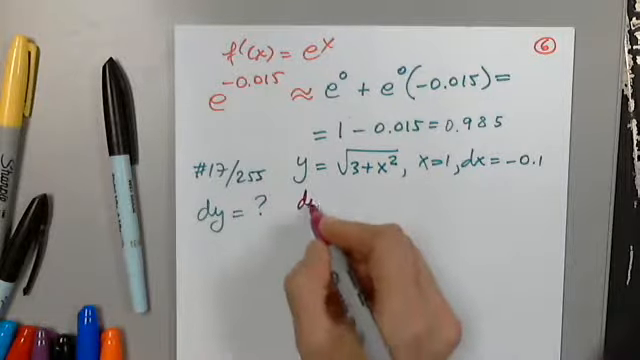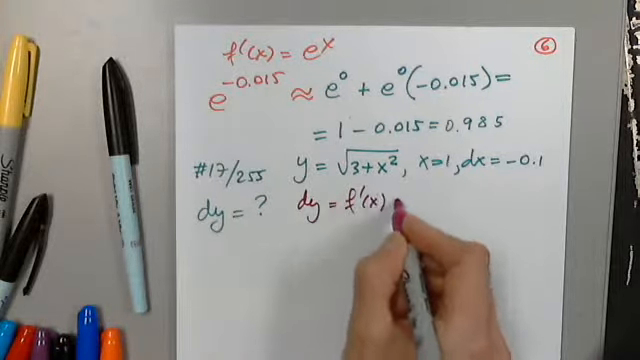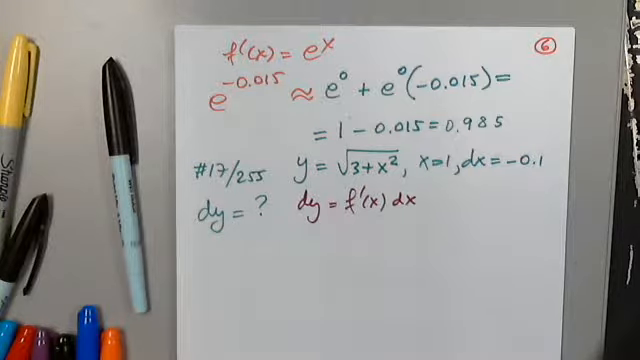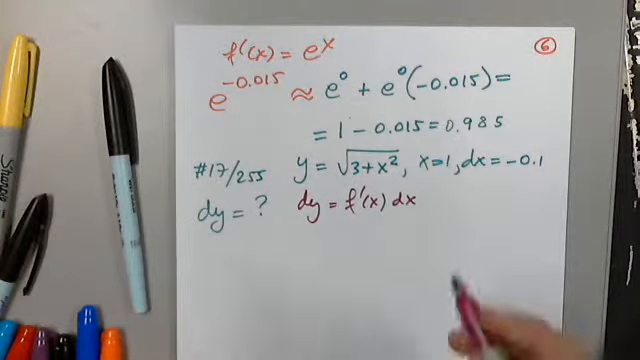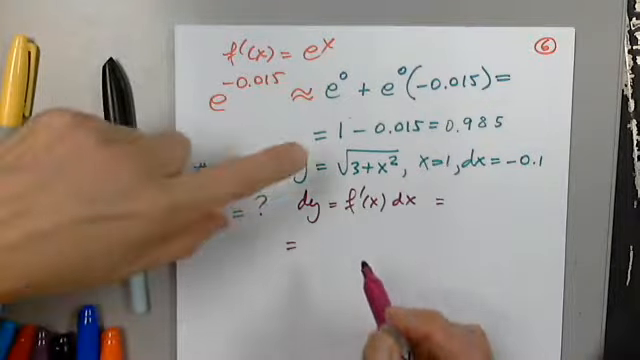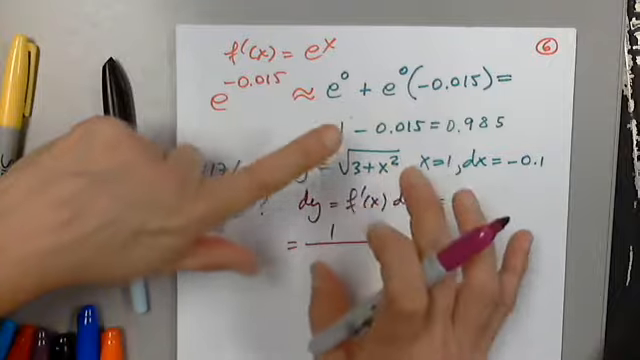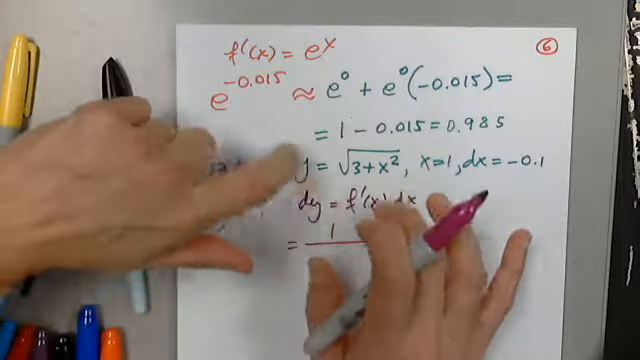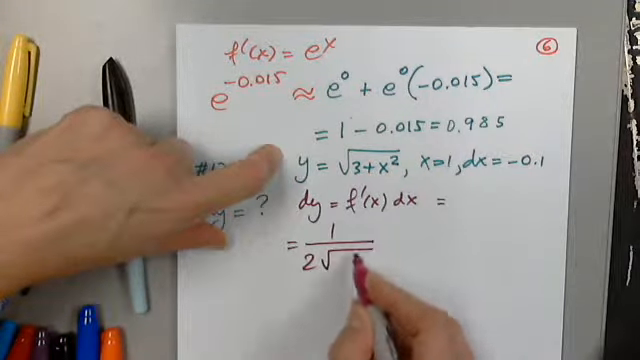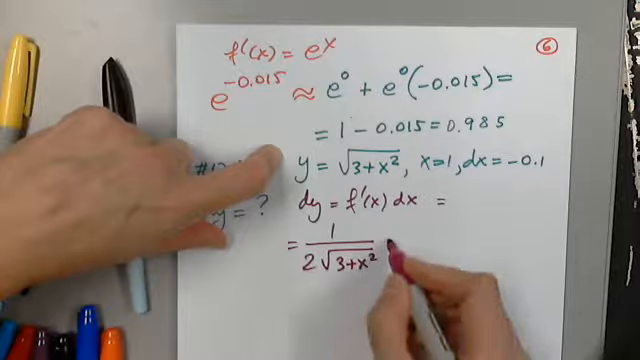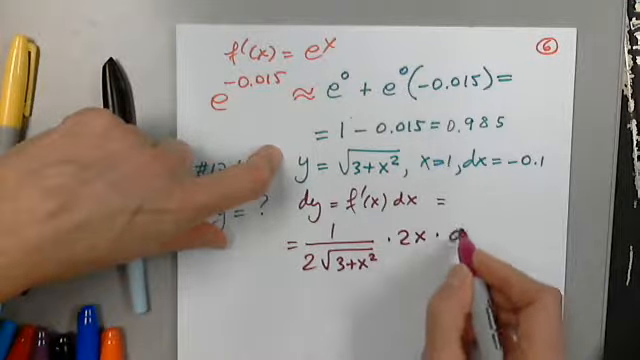f prime of x times dx. Perfect. So this is not dy over dx. It's not f prime. It's not y prime. Perfect. So then I have 1 divided by 2. Please commit to memory the derivative of a square root of a function times the inner function prime times dx.